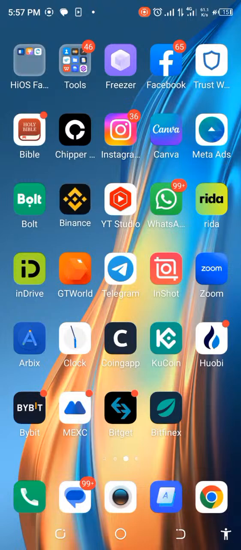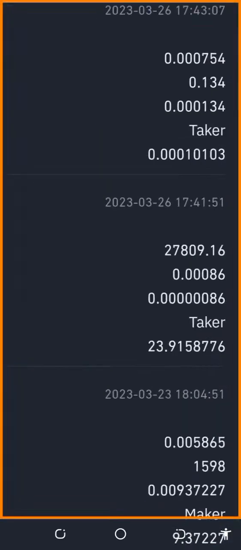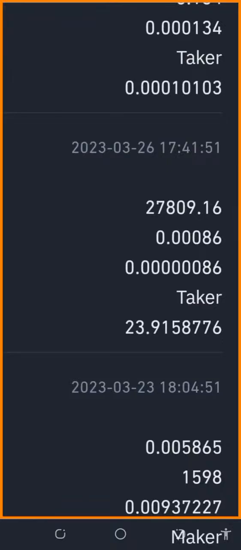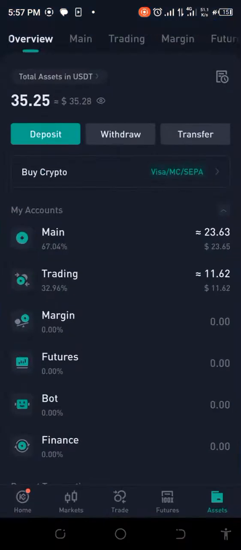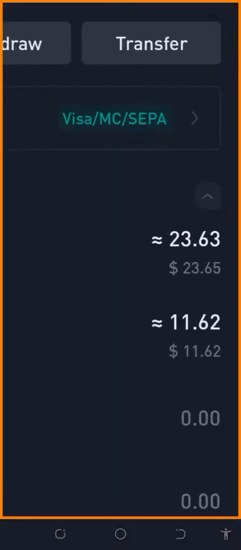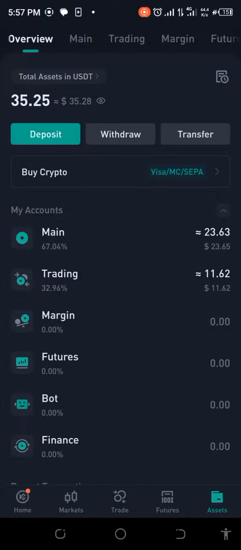Let me see what the fees are again. Was there a fee? Yes, there was a fee, a very small amount of fee. So let's just say 23.9. So let's go back to KuCoin and see what we have here. What we have returned is 23.65 or 23.63 approximately. Let's just say 23.6. So about 30 cents or 25 cents.